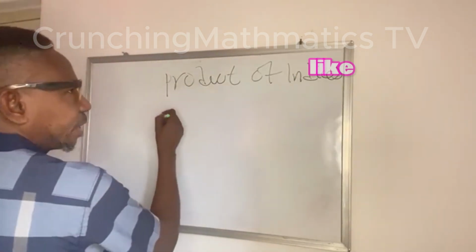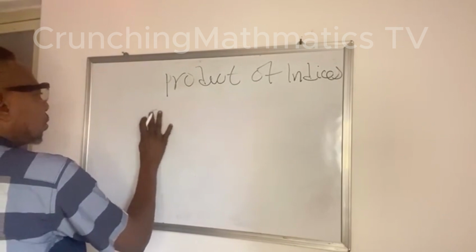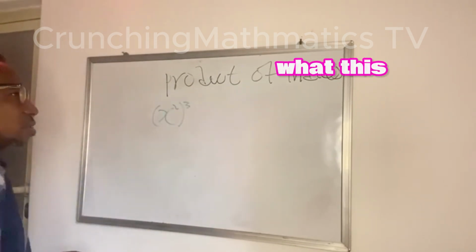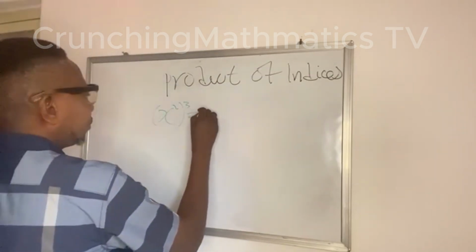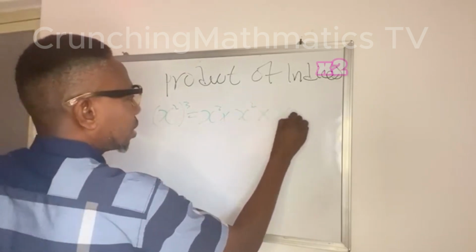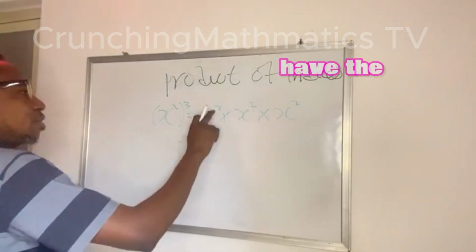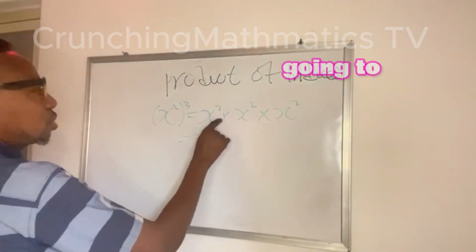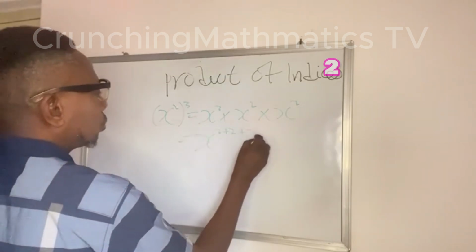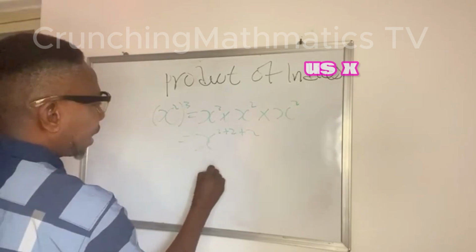Now if we have something like (x^2)^3, what this simply implies is that x^2 times x^2 times x^2, right? Now we have the value of x here. So we have the exponent to be 2, but this times is going to change to plus. So we have 2 plus 2 plus 2, which gives us x^6.